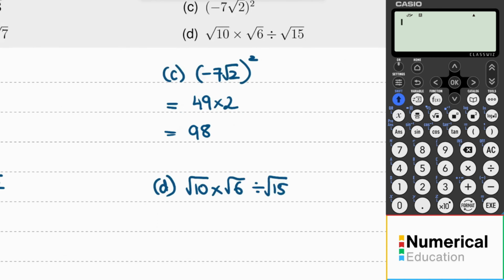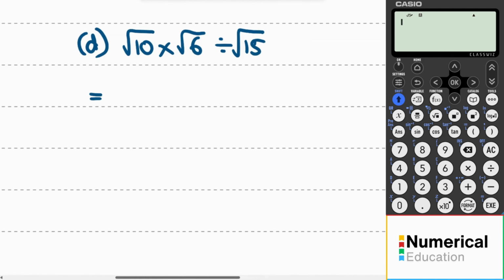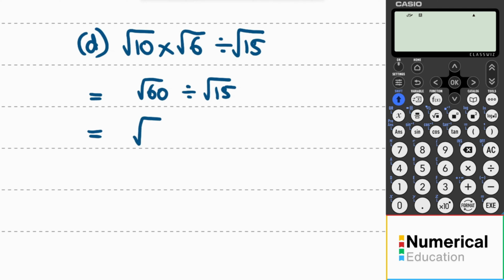So now we've got a couple of operations in that same line. So let's go equals, and we do the same thing, right? So root 10 times root 6 can be thought of as root 60. And division, root 60 divided by root 15 is the same thing as saying root of 60 divided by 15. That will give us a 4. Now root 4 simplifies to 2. So that just means all of that calculation turns out to be 2.